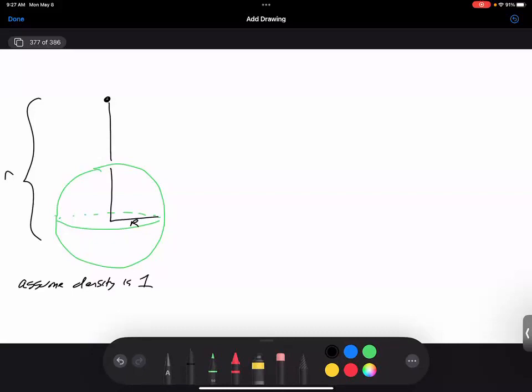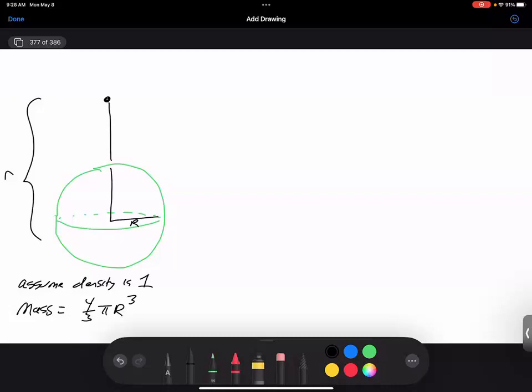Why am I writing assume the density is 1 rather than writing the standard symbol for density? Does anybody know what letter you normally use for density? Rho. I don't want to write down rho equals 1 because we want to keep rho for spherical coordinates. So what is the mass? It would just be 4/3 pi R cubed. So that would be the mass.